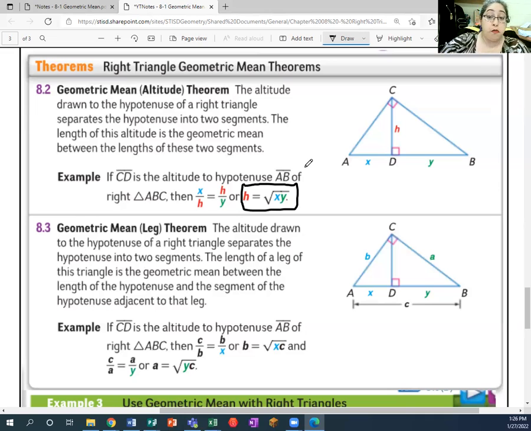The second theorem is when we are given some leg information and we don't really need to use the altitude. This says that the altitude drawn to the hypotenuse of a right triangle is going to separate the hypotenuse into two segments, just like the first theorem did. But this time, it's the length of the leg that is the geometric mean between the length of the hypotenuse and the length of the segment that is closest to the leg that we were using.